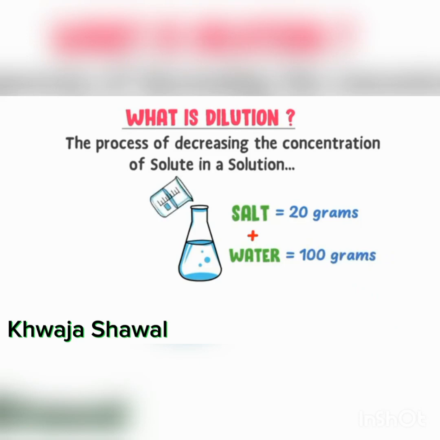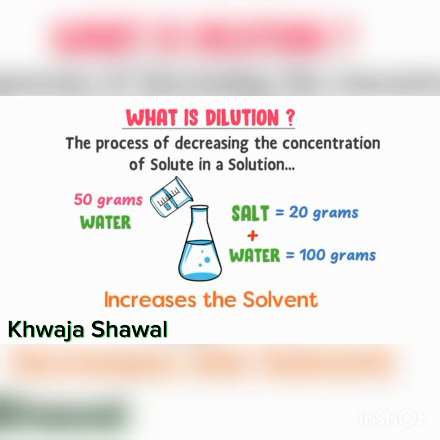Now if I add 50 grams water in this solution, I further increase the amount of solvent. The amount of solute remains the same, thus decreasing the concentration of solute in the solution. Adding more solvent is known as dilution. This is all about dilute solution and examples of dilute solution.